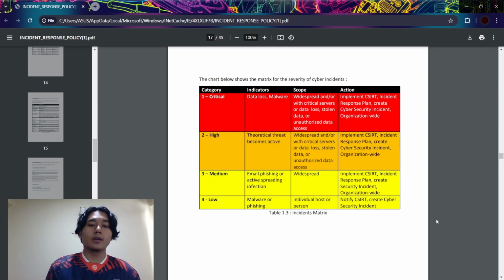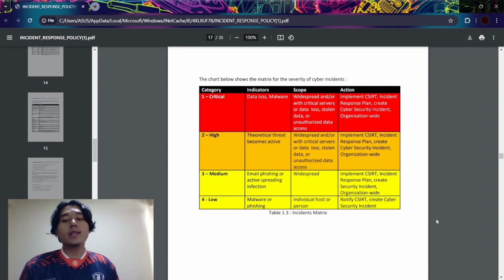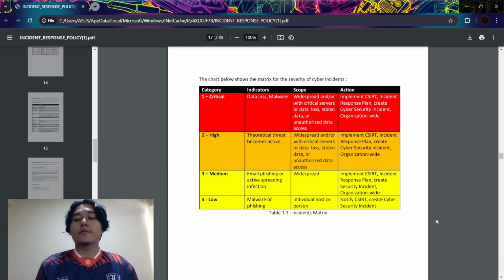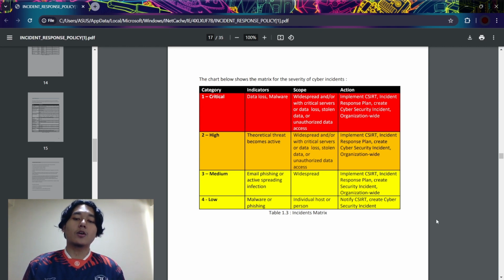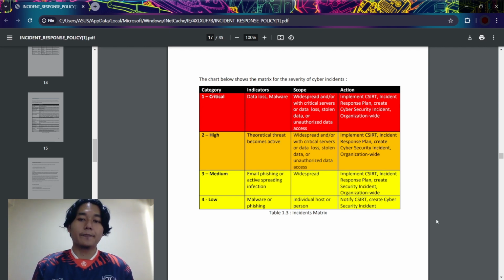I will start with category 4, which is low. The indicator is malware or phishing. The scope only covers individual hosts or just one person. We will take action: notify CSAT and create a cybersecurity incident. Next one is medium. The indicators are email phishing or actively spreading infection. The scope is widespread. The action to take is to implement the CSAT incident response plan and create a security incident organization wide.